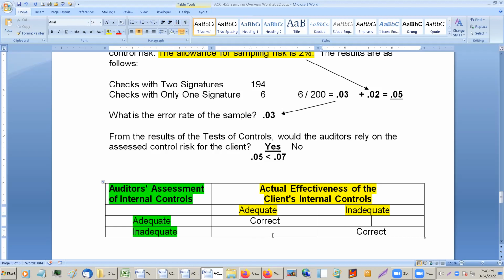now these other two are going to be the problems. So these two match up with what the true amount is. The problem are these two. So you do testing and you come up with that it's inadequate when actually they are adequate. This is called an incorrect rejection.